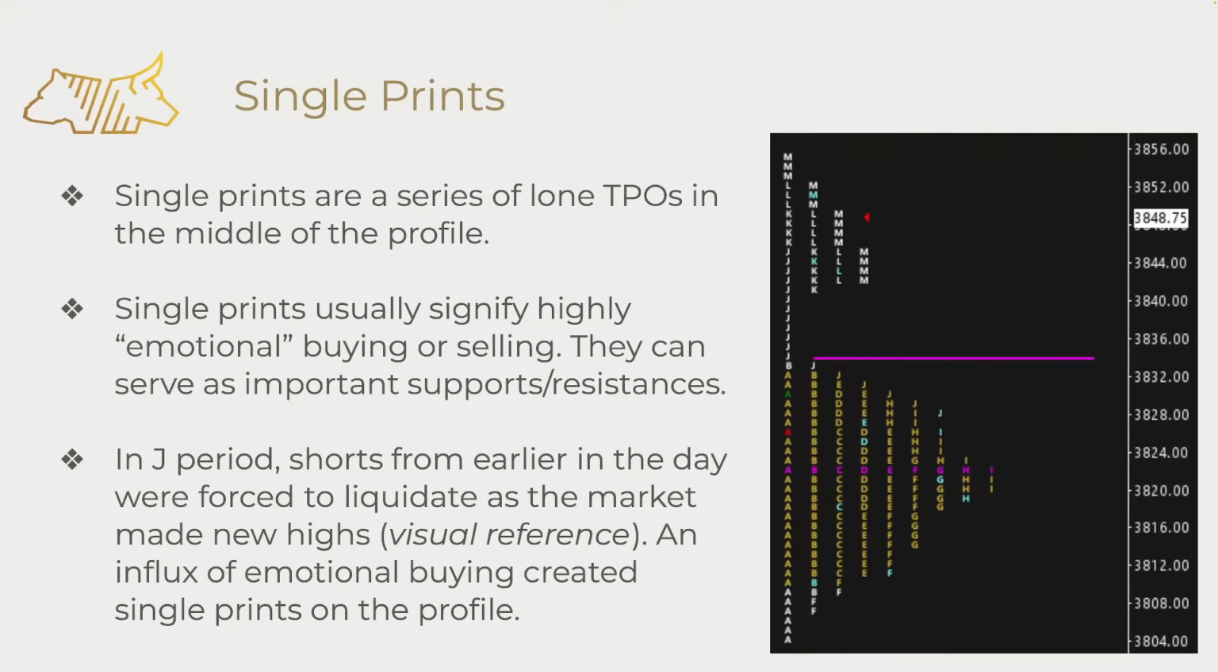Typically on the profiles that we share, you'll sometimes see this pink line which denotes the start of single prints. So it's nice and easy for us to see when we're looking at multiple profiles over time.